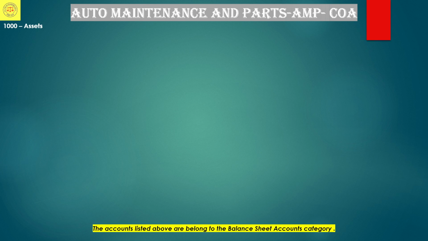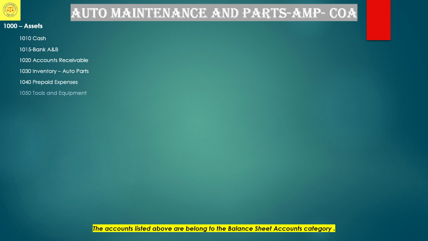So remember, number one is for assets, so I create these accounts. And this chart of accounts is created just specific for this auto maintenance and parts, A&P. The chart of accounts can be longer and more complex as needed, according to the company. But in this case, we have just assets: cash, banks, accounts receivable, inventory, prepaid expenses, tools and equipment, furniture, and accumulated depreciation. That's the group of accounts for assets.